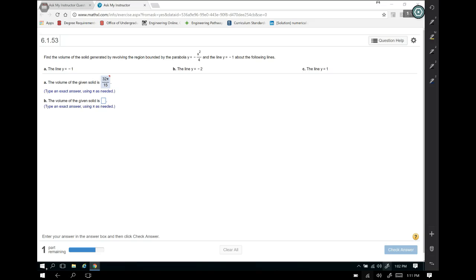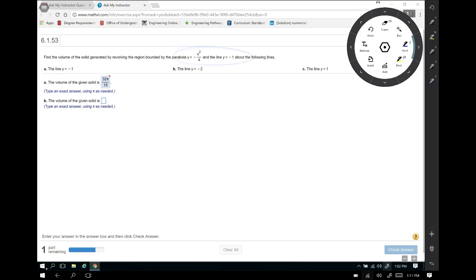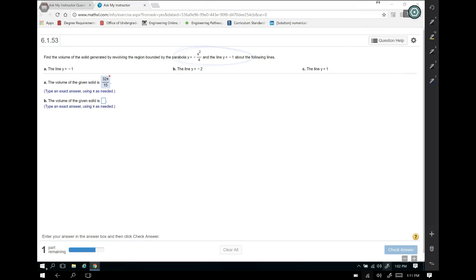So you could graph these on your calculator to see what they look like. But these are the two functions that are going to enclose our region, and those are the only two functions that are enclosing our region. Let me make my pen a little bit darker here.